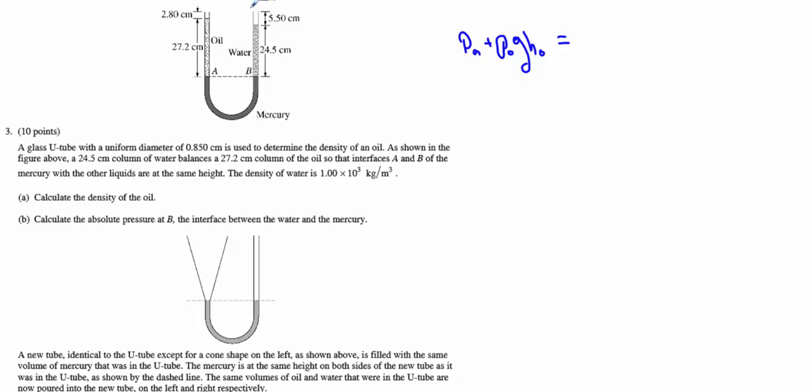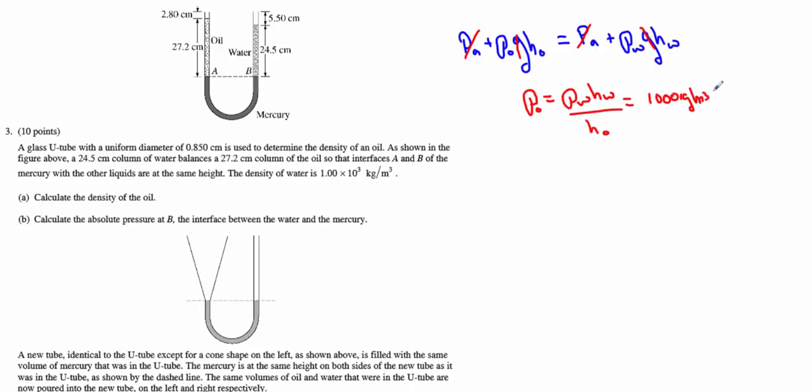Well, the right side is also open to the atmosphere, so there's P atmosphere here, plus the rho g h of the water. The atmospheric pressures cancel each other out. The g's cancel each other out. And so the density of the oil will be the density of the water times the height of the water divided by the height of the oil. And the density of water was given as 1,000 kilograms per cubic meter.